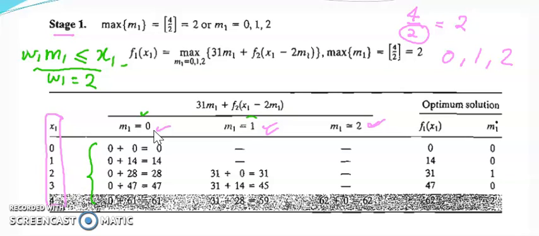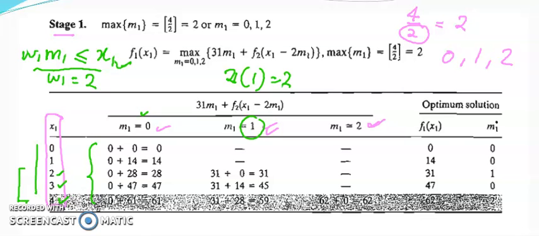Now, when m1 equals 1, if we try to find the combination, it will be 2 times 1, which equals 2. So if you compare this to the total weight for x2, only this part is feasible, when x1 equals 2, x1 equals 3, and x1 equals 4, in order to follow this constraint.